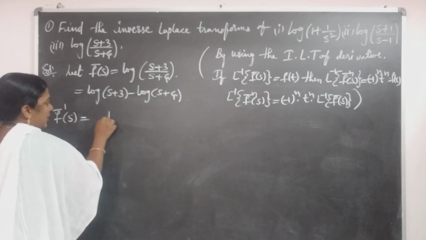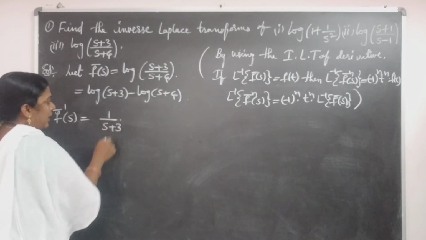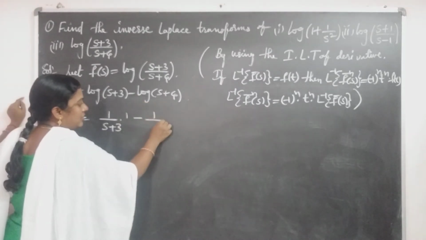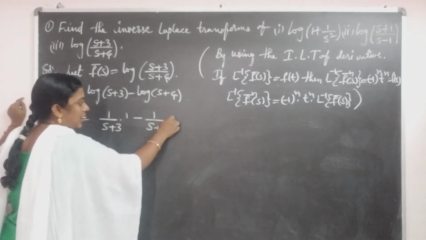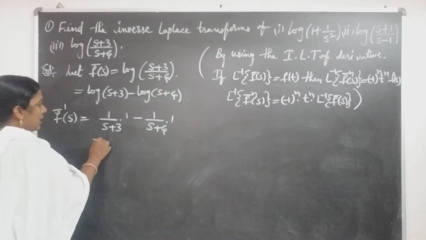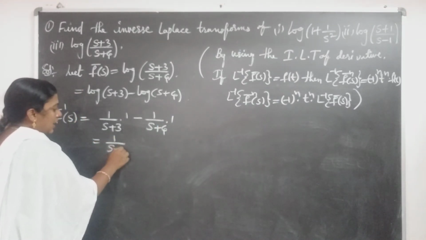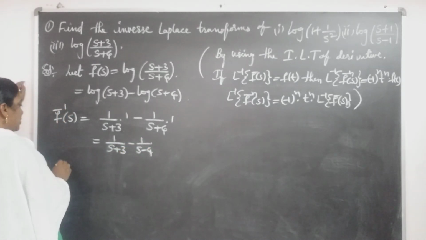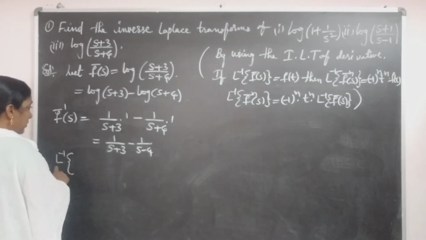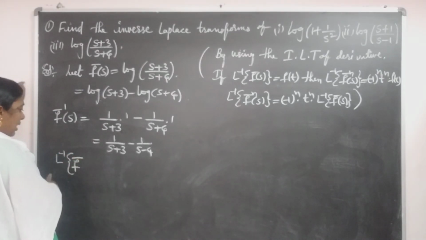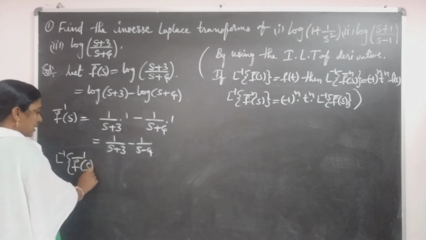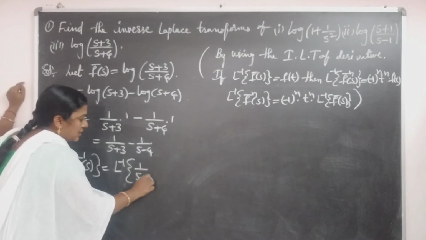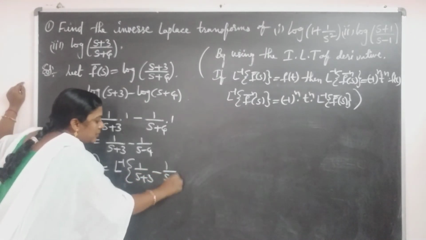log of s plus 3 is 1 by s plus 3, again s plus 3 derivative is 1, minus log of s plus 4 derivative is 1 by s plus 4, again s plus 4 derivative is 1, is equal to 1 by s plus 3 minus 1 by s plus 4. Taking inverse Laplace transform on both sides, L inverse of f bar dash of s is equal to L inverse of 1 by s plus 3 minus 1 by s plus 4.